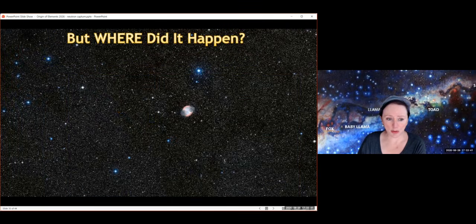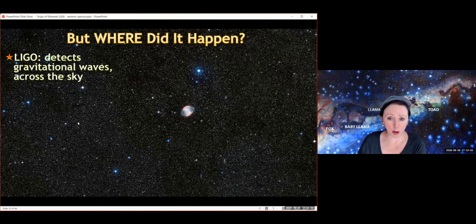So we have gravitational wave signal from two neutron stars merging, and just 1.7 seconds later, we get the gamma ray burst. But we have a little bit of a problem. LIGO detects gravitational waves across the whole sky. We're used to thinking about astronomy in terms of telescopes. You point a telescope at something and you know exactly what you're looking at.